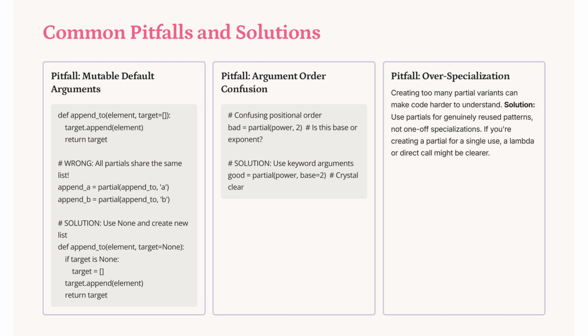Mutable default arguments in partials can lead to shared state issues. Use None to initialize new lists. Positional argument confusion is another pitfall. Prefer keyword arguments for clarity. Avoid over-specialization by using partials for reusable patterns, not one-offs. Consider alternatives like lambdas for single-use cases to maintain code clarity.